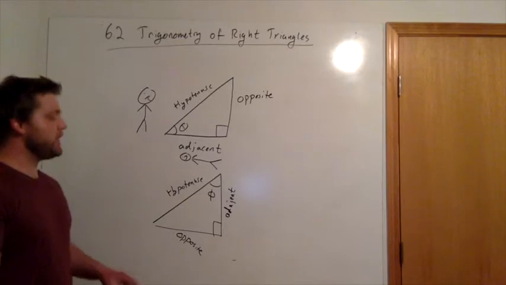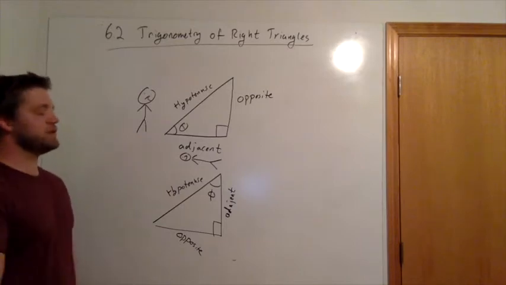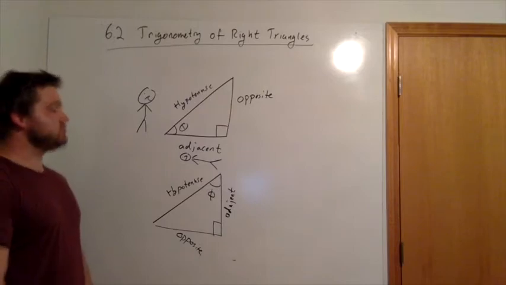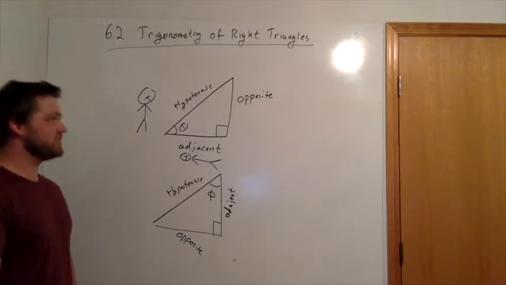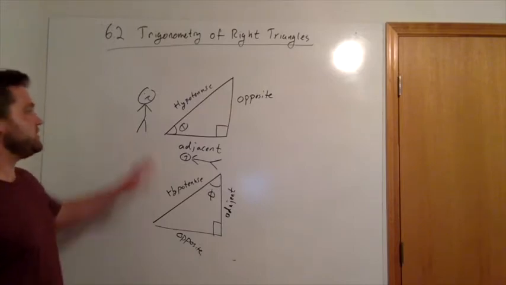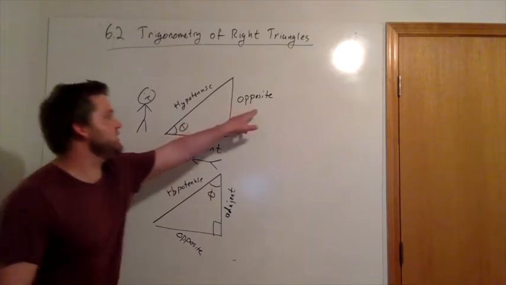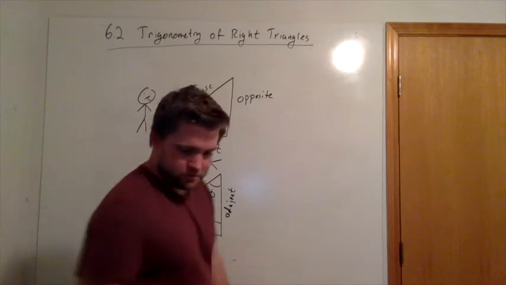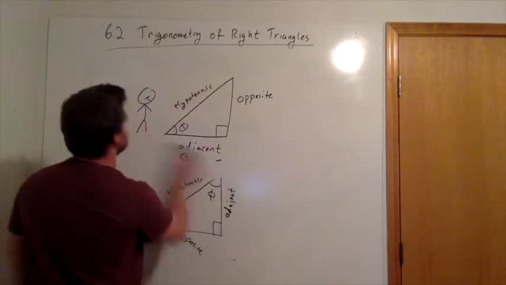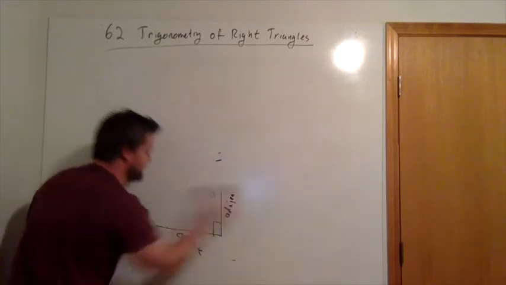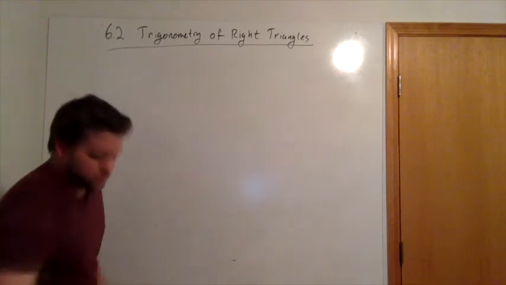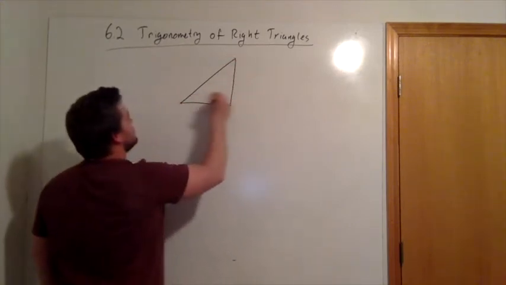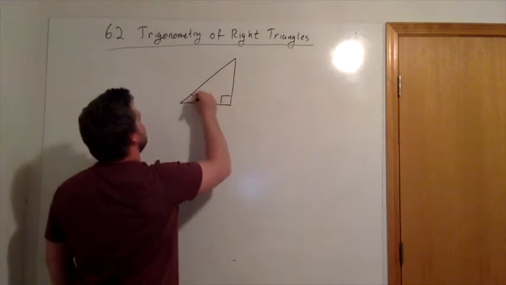So now that we have this vocabulary down, we want to actually talk about the six trig functions. What the six trig functions are is they, depending on where we're standing, relate the ratio of the sides of the triangle. Okay. So here's our right triangle. Let's say we're standing at the angle theta.